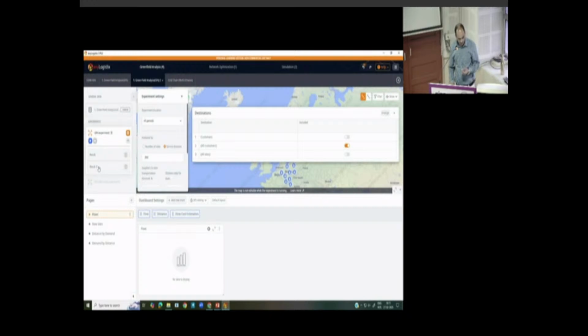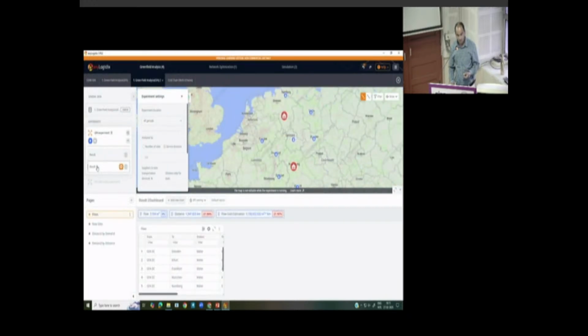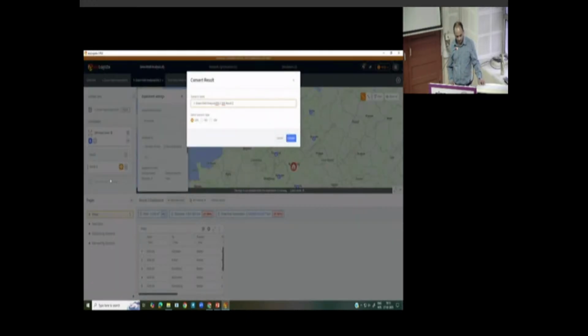So that's why I am going to result 2, where we have got these two distribution centers, and then I am right clicking here and selecting convert to a new scenario.